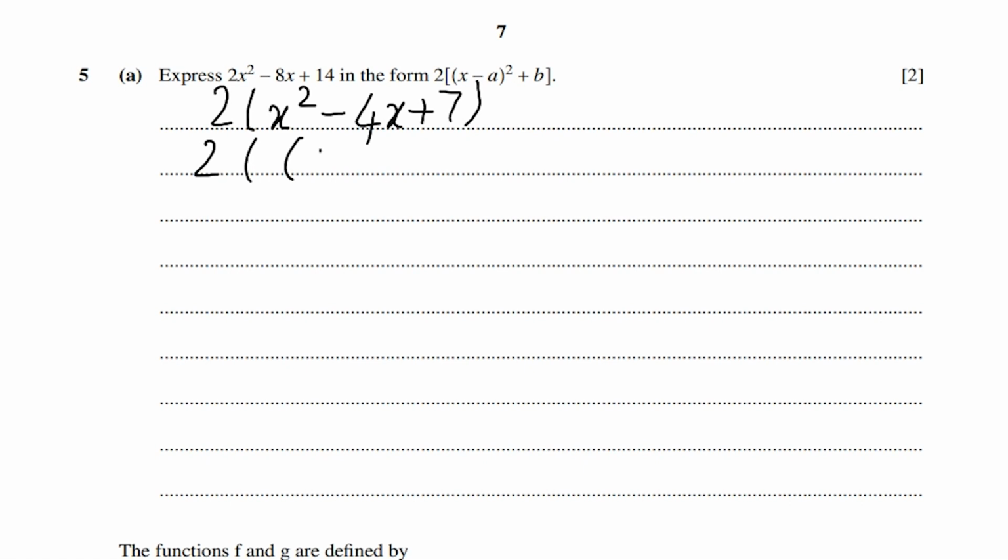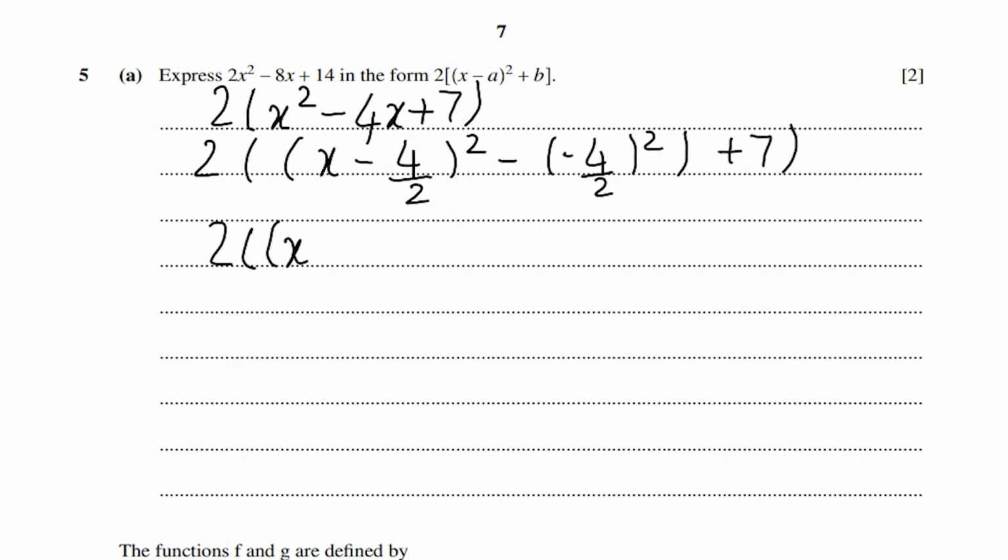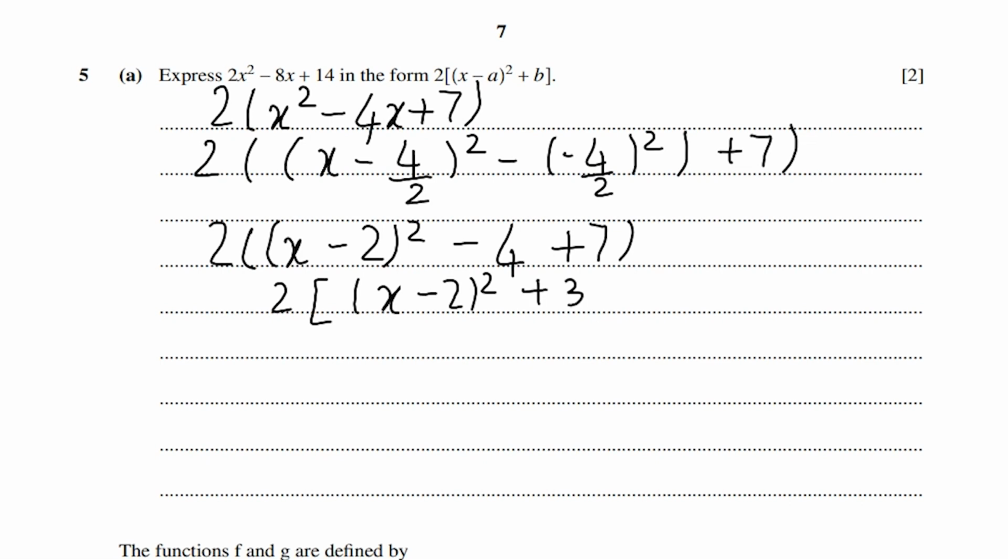Now we'll apply the method for completing the square. So we have x minus 4 upon 2 whole square minus 4 upon 2 whole square plus 7. 4 upon 2 is 2, so x minus 2 whole square, and minus 2 squared is equal to 4. So we have minus 4 plus 7. Okay, so we have the answer x minus 2 whole square, minus 4 plus 7 is plus 3. So this is our answer: 2 times x minus 2 whole square plus 3.